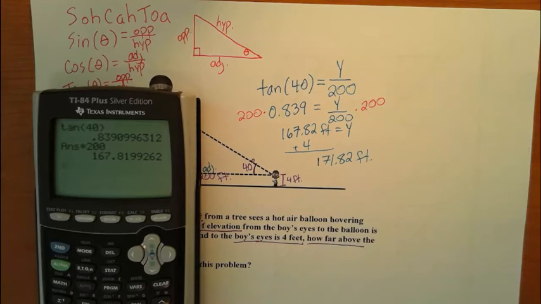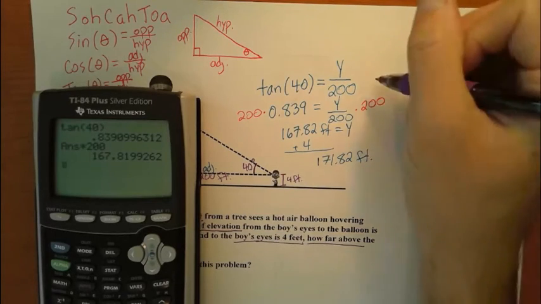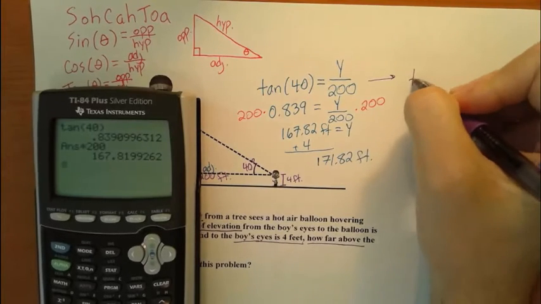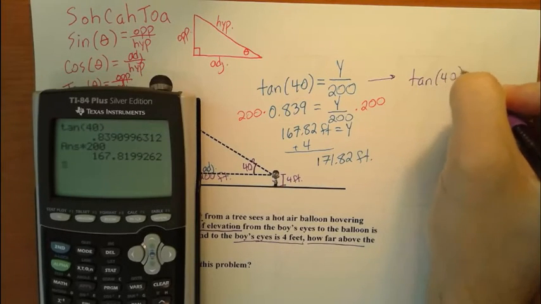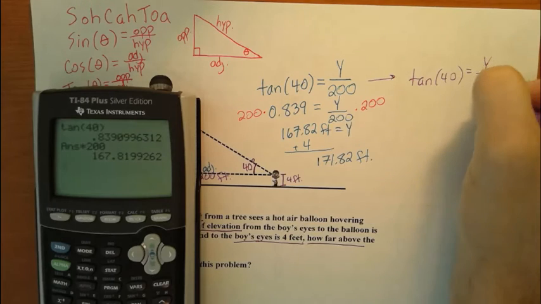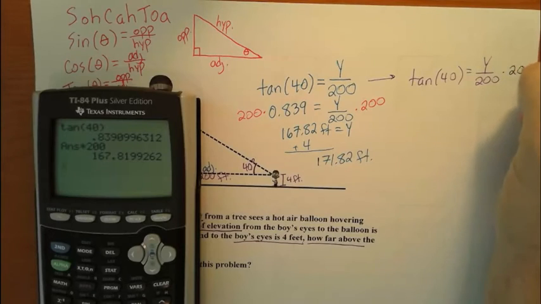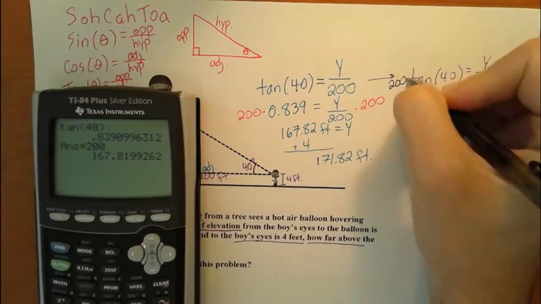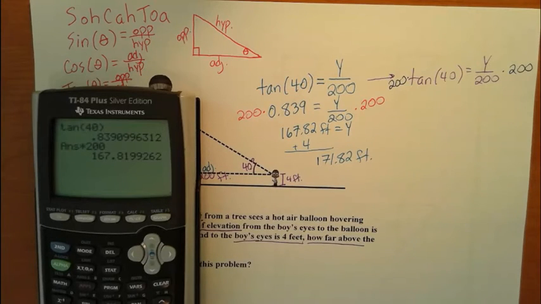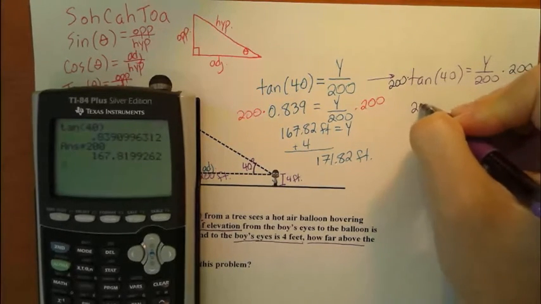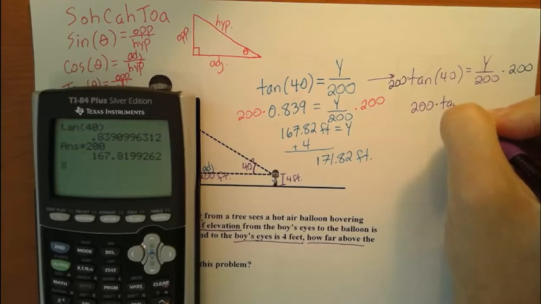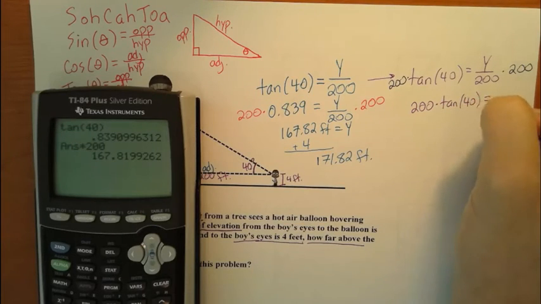Now, what we can also do, and what I prefer, is not make that tangent of 40 into a decimal. We want to keep it as tangent of 40 so that we can have a very exact answer. So I would take this same first step. I would still have it as tangent of 40 equals y over 200. And what I would do from here is just multiply by 200 right away. So times 200 times 200. And that means that I have in this problem basically 200 times the tangent of 40 is equal to y.